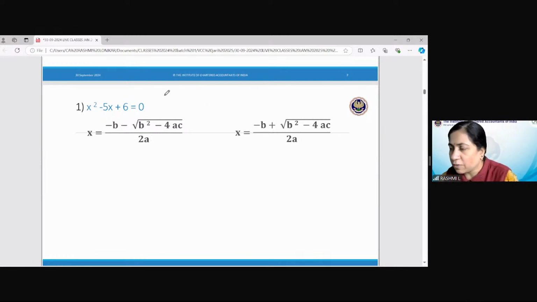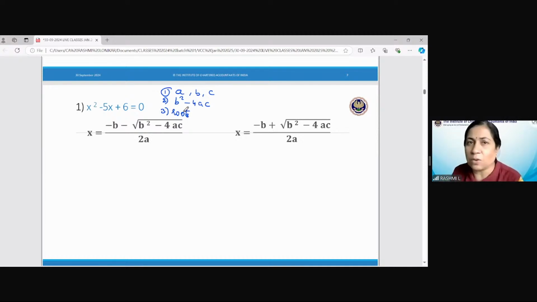Okay, so what is the first thing I'm going to do? I'm going to identify A, B, and C. Second step will be what? I'm going to find out b square minus 4ac. And thirdly, I will find out the roots. I'm showing you the whole method right now, so that by solving many problems, you will be able to appreciate that just looking at b square minus 4ac, you will know whether the answer you've got is correct or not, because b square minus 4ac is going to help you decide the nature of the roots.